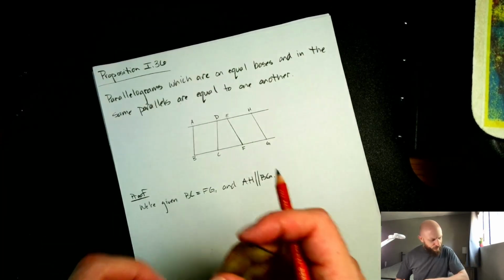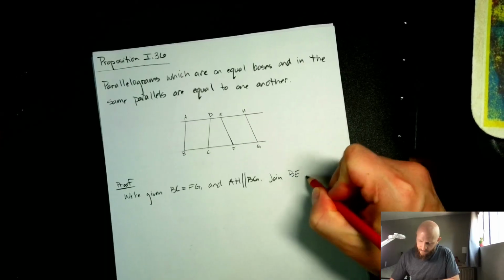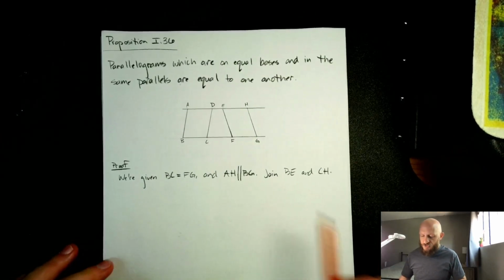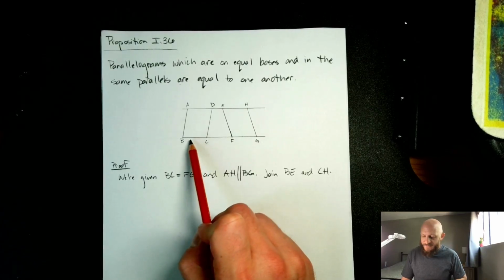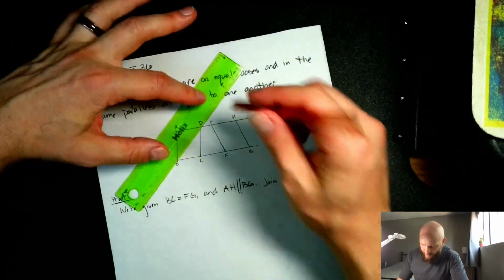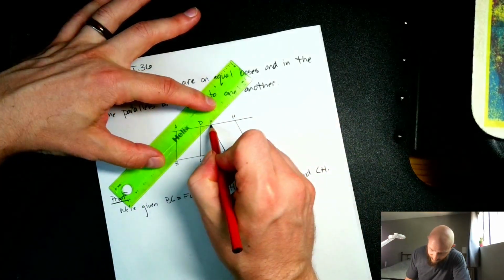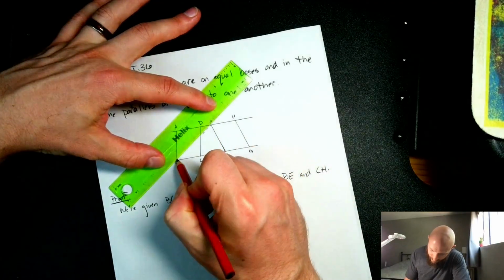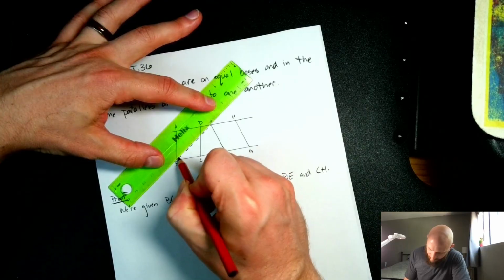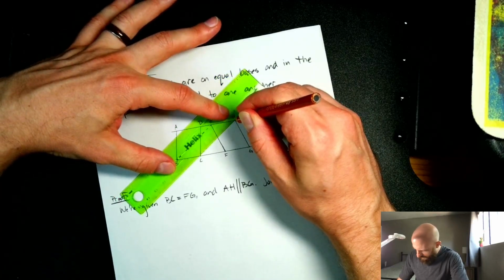The first step is we're going to join BE and CH. So in other words, we're joining the bottom base of ABCD to the top base of EFGH. I'll do that with a dotted line just so that it's obvious, because it's easy to lose the original parallelograms when you start putting in too many lines. So there's BE. Here comes CH.